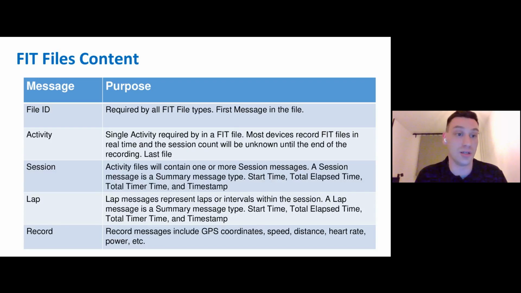Just to take a look at the file content, right? So we have the file ID, the activity, the session, the lap, and the record. The record is where we're going to get most of our information that we're using, right? The GPS coordinates, the speed, the distance, heart rate, power, etc. Right? The laps will also be very useful. You'll get the start time, elapsed time, timer time, and the timestamp, and some sessions and activities as well.